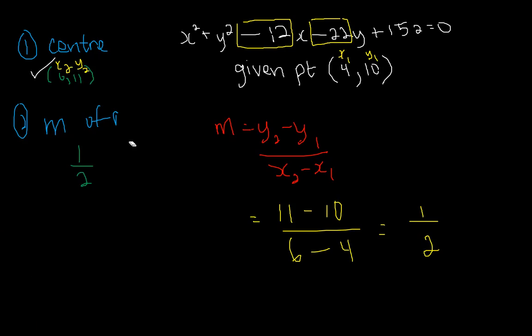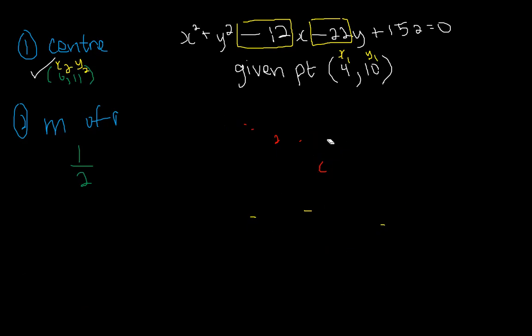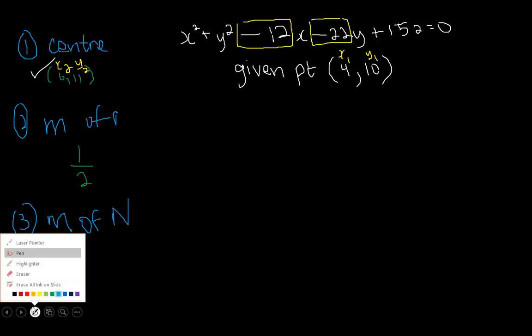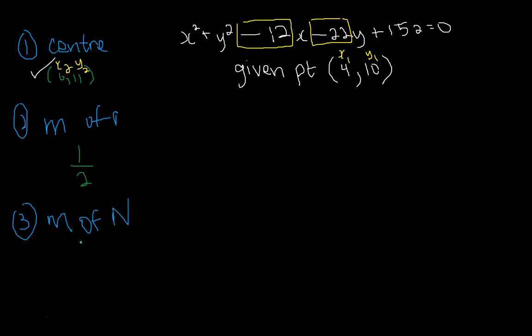Remember to stop me if you're confused about anything at all. Third step. Can anybody tell me what the third step is? We're trying to find the normal. Find the gradient of the normal. m means gradient of capital N for normal. And what's the gradient of the normal? What did you get for your answer?